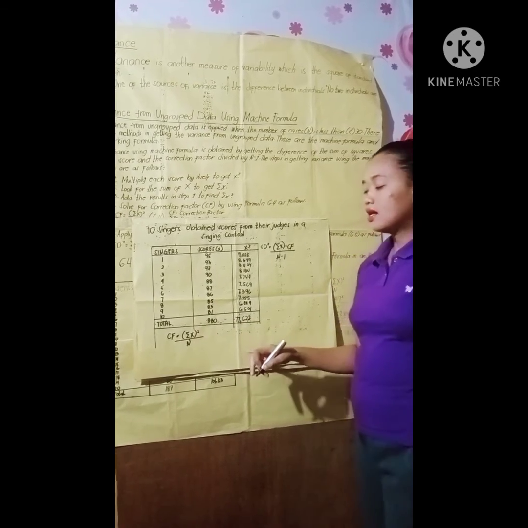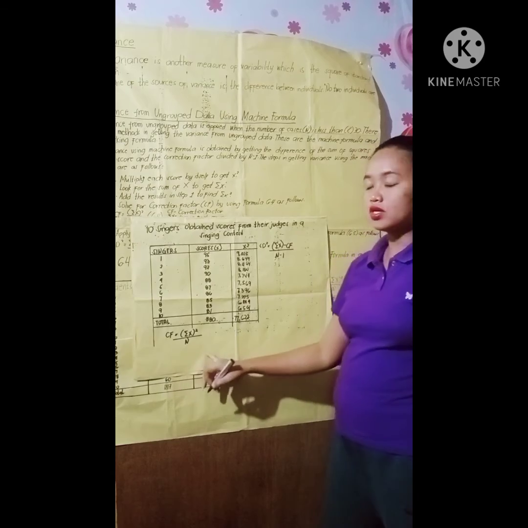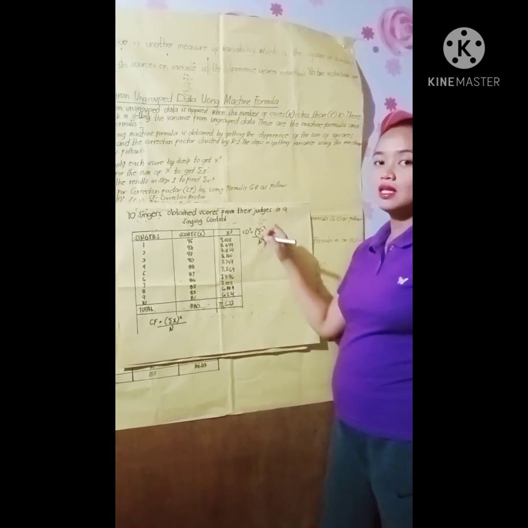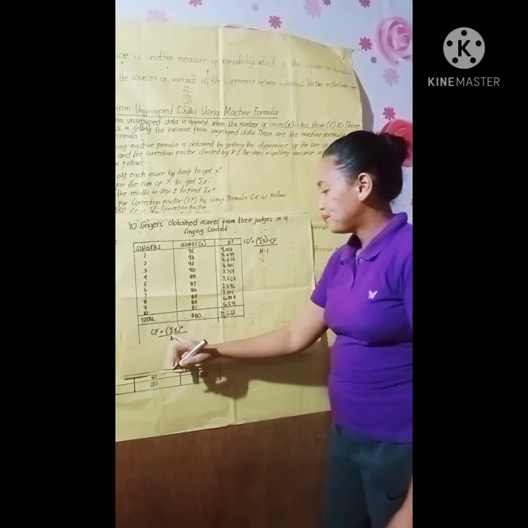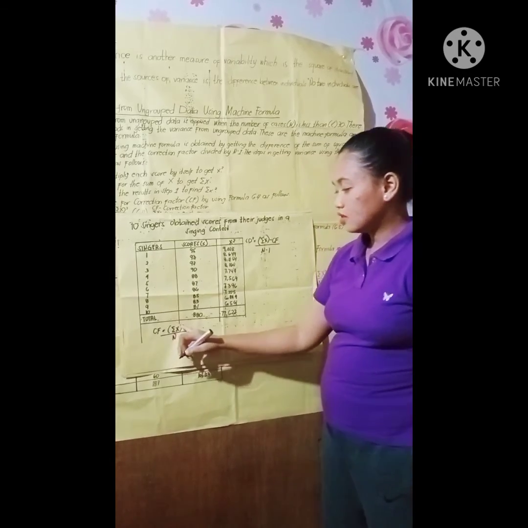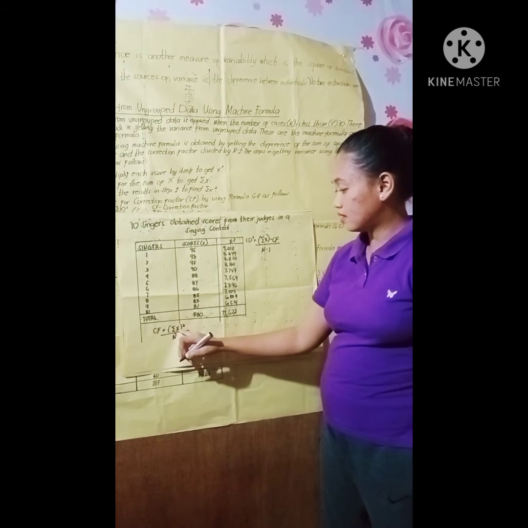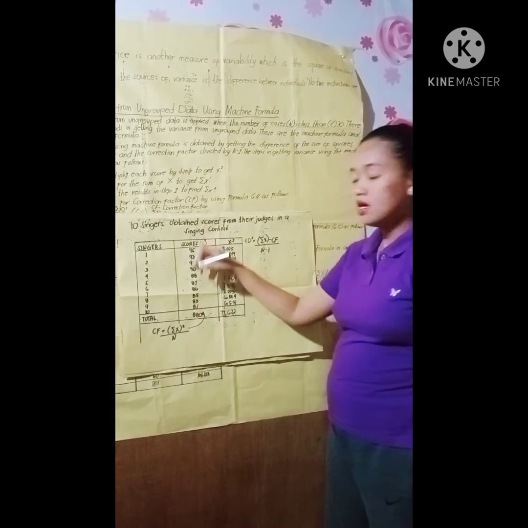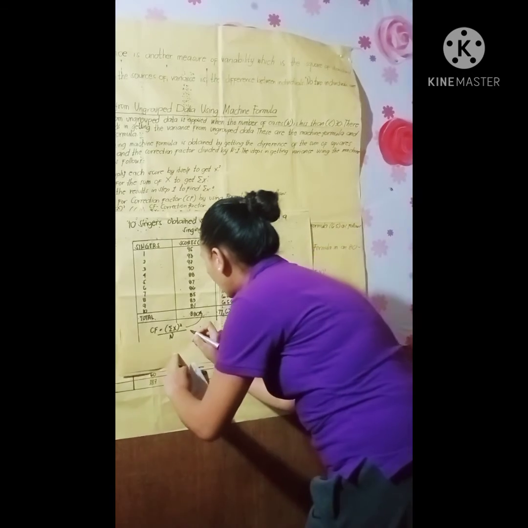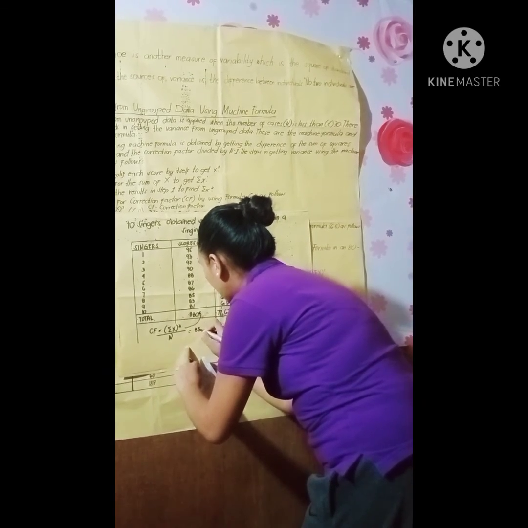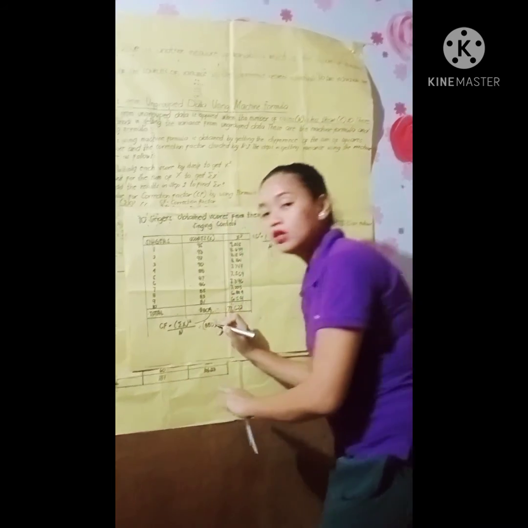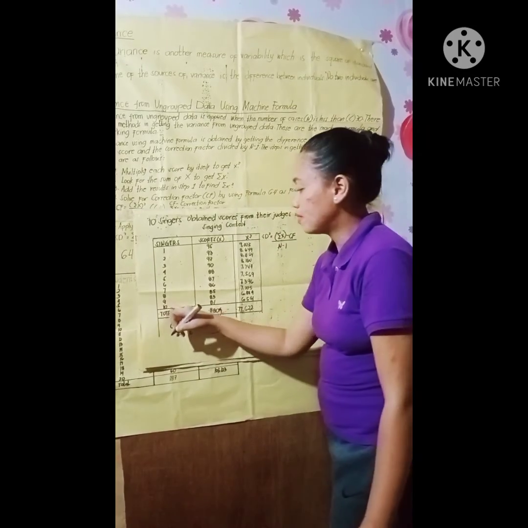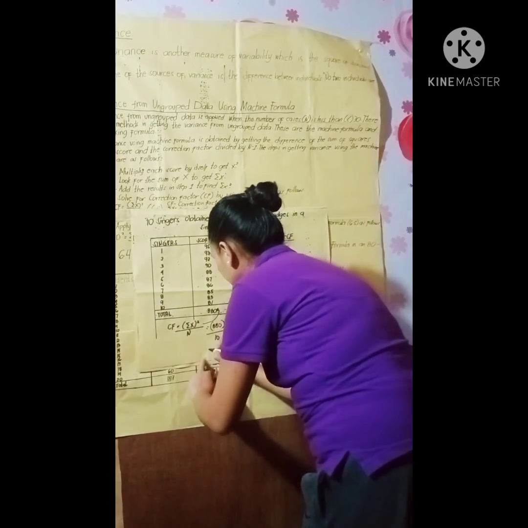Now, let's solve for the correction factor so that we will be able to solve the variance easily. Okay, we will get this. Where do we get this? We get this from here, the total scores. So 880, you will multiply it by itself, divided by how many? 10, because we have 10 singers.